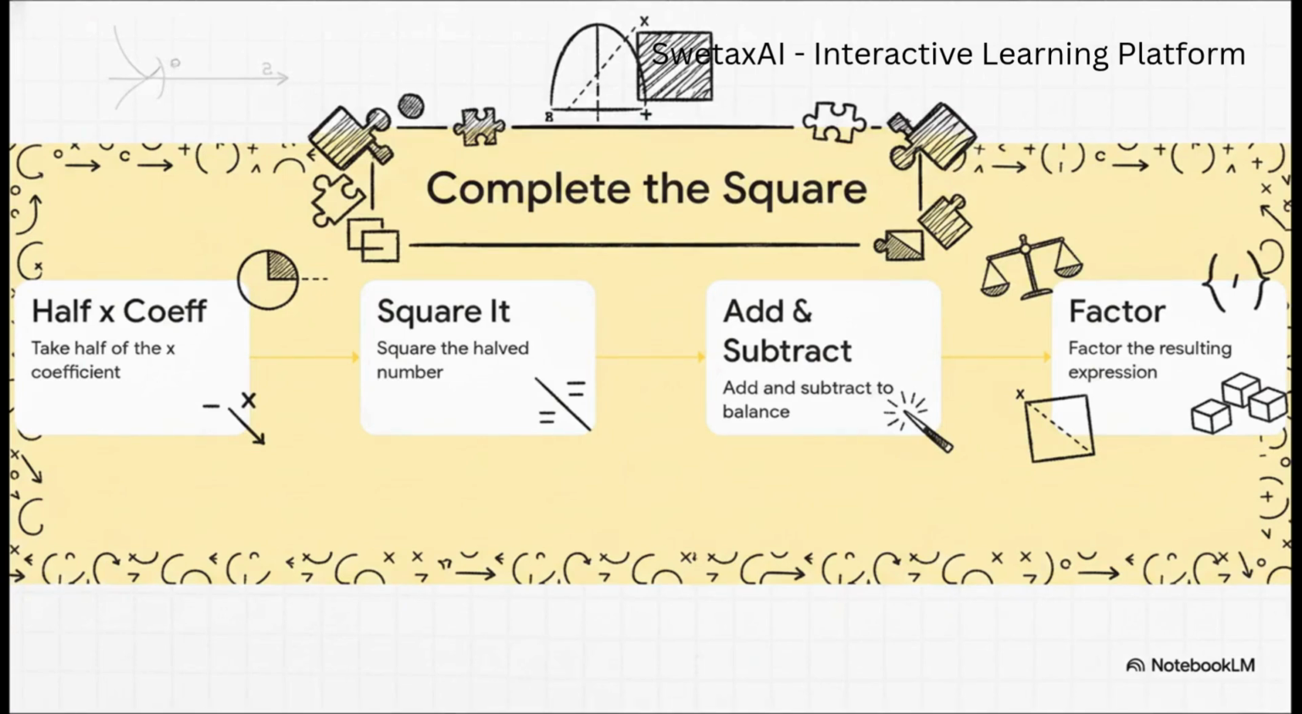We use a famous algorithm called completing the square. I know, it looks like a terrifying wall of algebra in most textbooks, but it's actually a beautiful, rhythmic 4-step dance. Ready? Step 1. Take half of the x coefficient. Step 2, square that number. Step 3, add it and immediately subtract it. That right there is the magic trick that keeps the equation perfectly balanced. Step 4, factor the result. Half it, square it, add and subtract it, factor it. Once you feel that rhythm, you realize it's just a predictable sequence of simple actions, not some impossible puzzle.